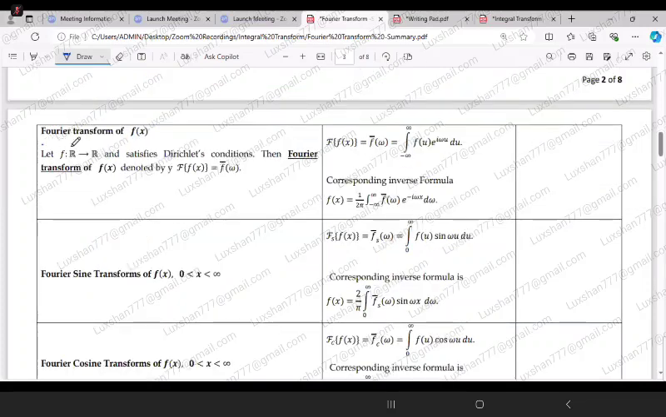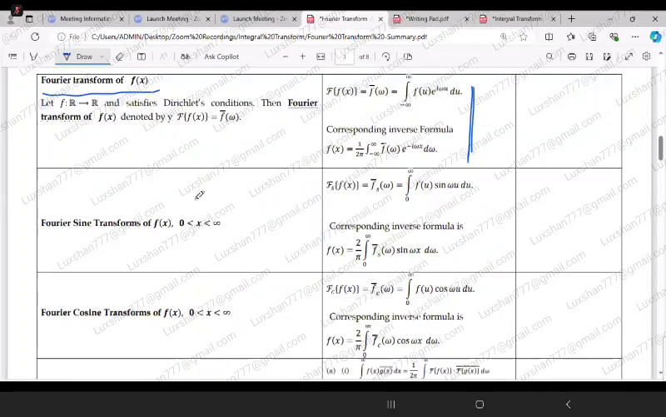Then we talk about the Fourier transform of the function. The Fourier transform is defined in this way and the corresponding inverse formula is given in this way. Similarly, here also minus infinity to plus infinity.